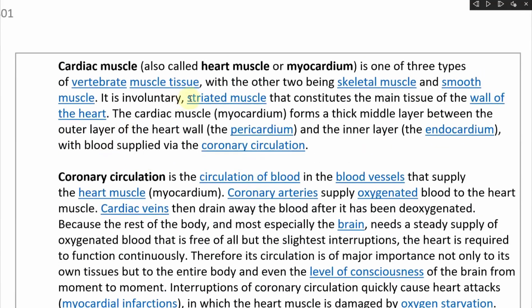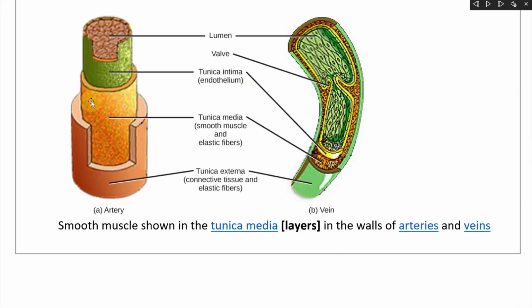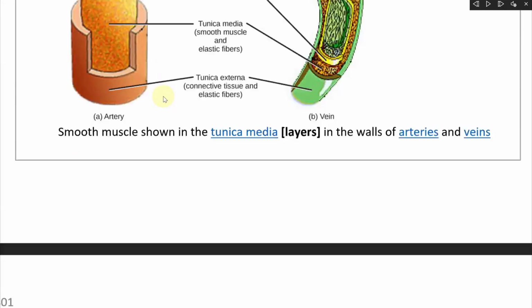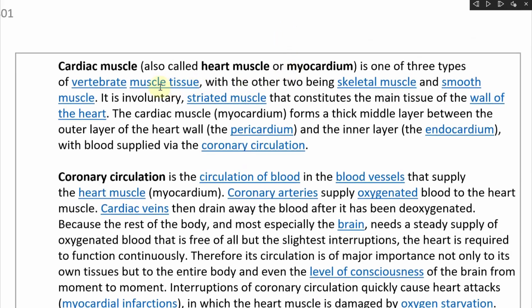Now the cardiac muscle, also called heart muscle or myocardium, is one of the three types of vertebrate muscle tissues, with the other two being skeletal muscle and smooth muscle. It is involuntary, striated muscle. Notice the combination: smooth is involuntary, non-striated. The skeletal is voluntary, striated. And cardiac muscle is involuntary, striated.